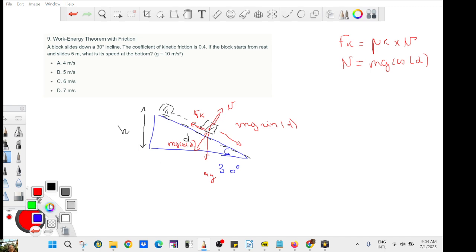Okay, so if this one is larger than that, it's going to accelerate. If they are equal to each other, then it's going to go at a constant speed. But here they want you to find out what the speed is going to be at the end. Okay, so we're going to use conservation of energy.